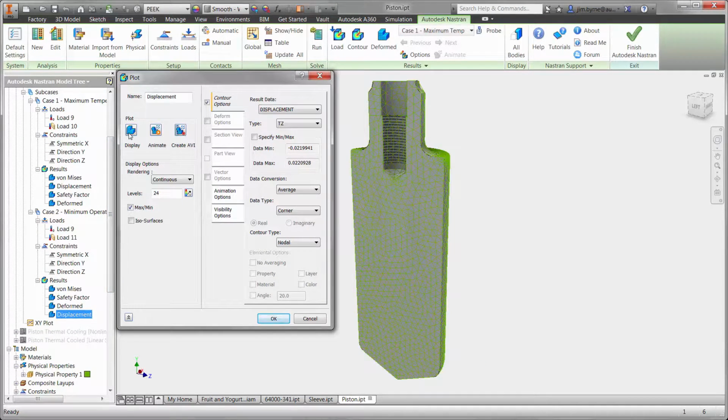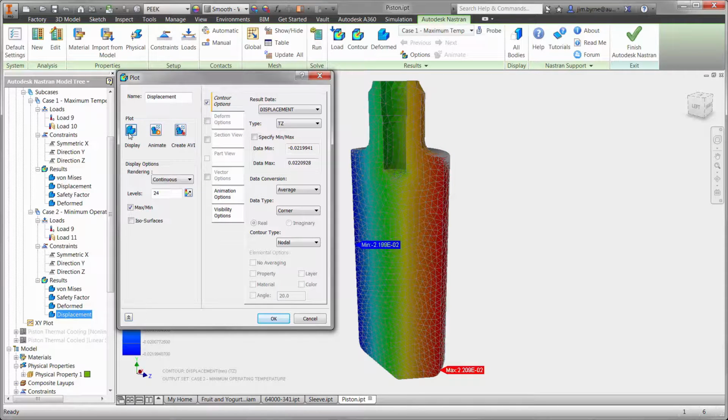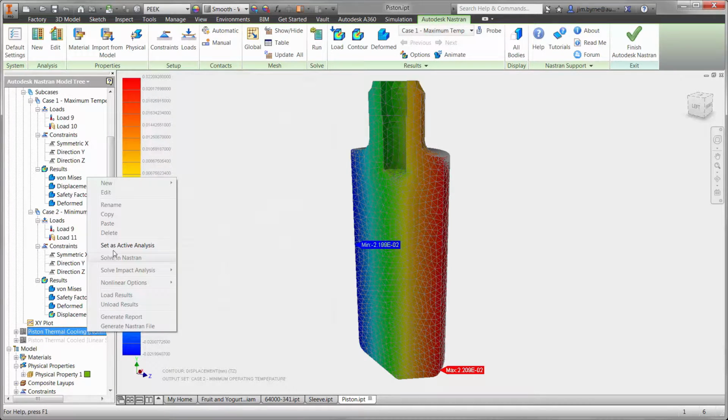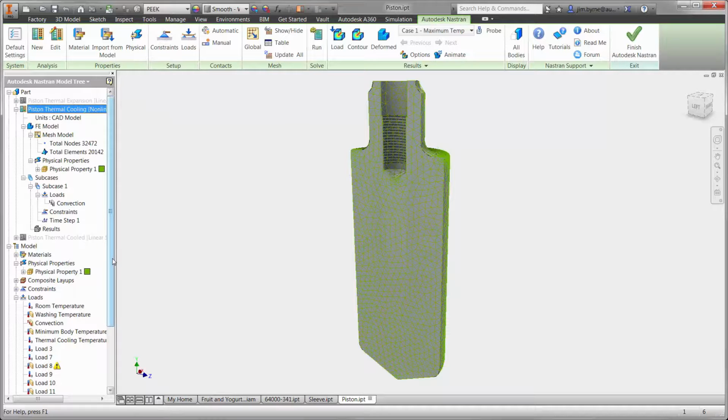Let's also take a look at the displacement plot for the second case with 310 degrees. Now, these results are acceptable for running the machine. Our goal may be to cool the components to under 310 degrees prior to operation.